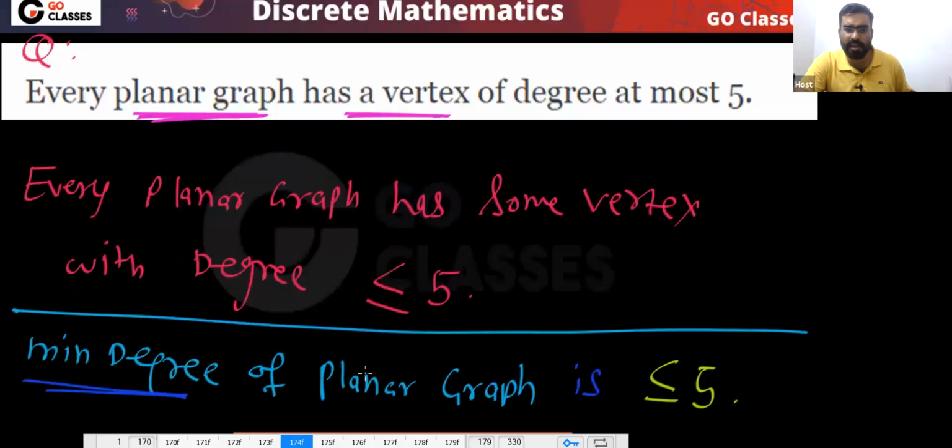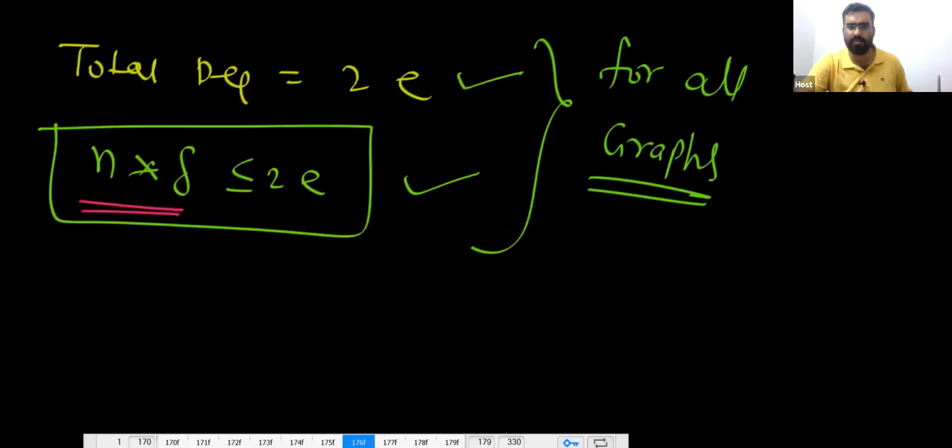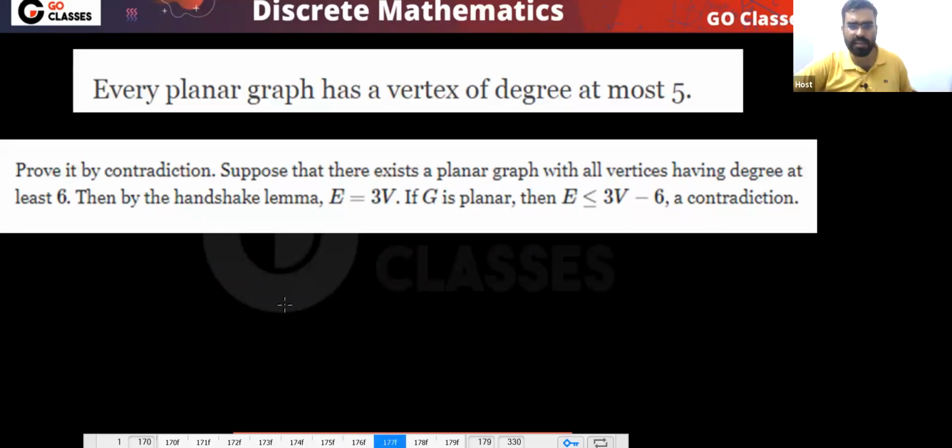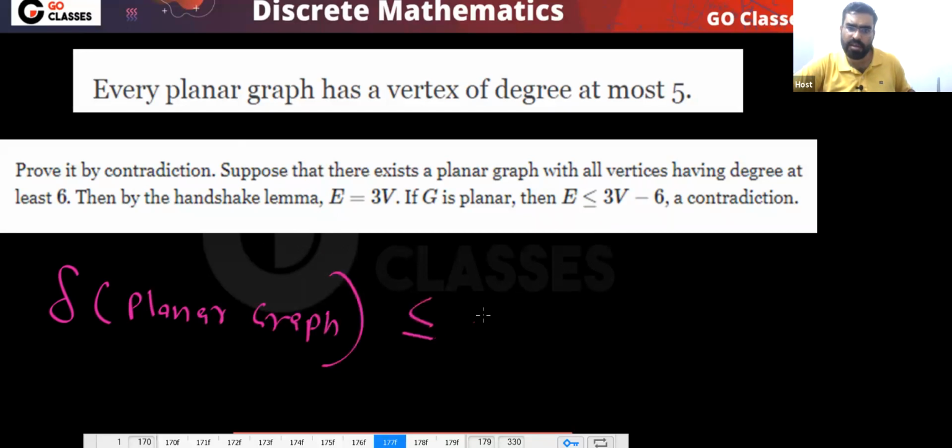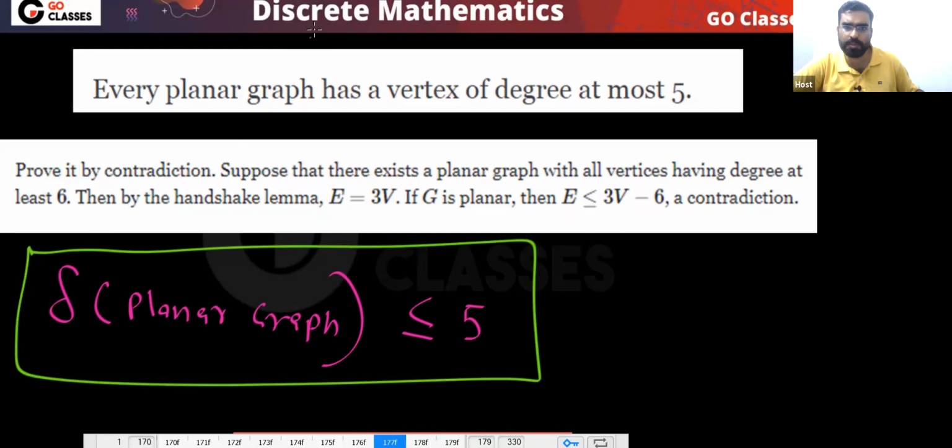So I can say that the minimum degree in a planar graph should be less than or equal to 5. This is the idea. Is this proof clear? So the minimum degree of a planar graph is less than or equal to 5. These proofs are very simple. All these proofs.